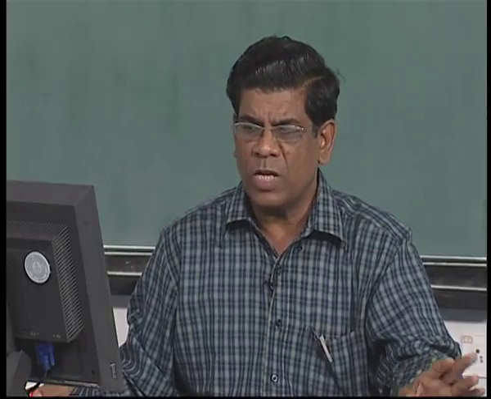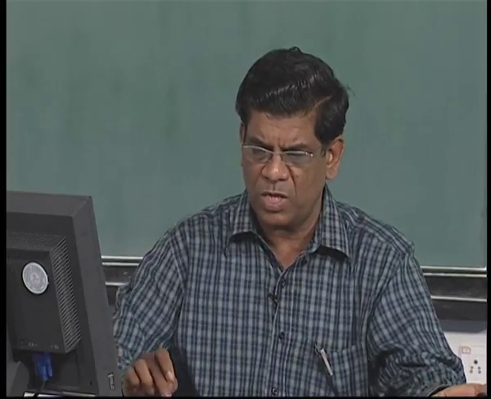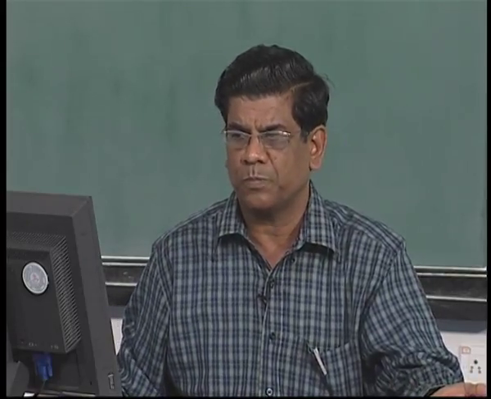So at 27 degree centigrade, the VBE of a silicon transistor will increase by about 60 millivolt for each decade increase in the diode current. So that is what this equation says. Whenever this is logarithm to base 10, whenever the current increases by one order of magnitude, I will get an increase of 60 millivolt in the output. So that is how we look at it. This is the basic equation that we have.